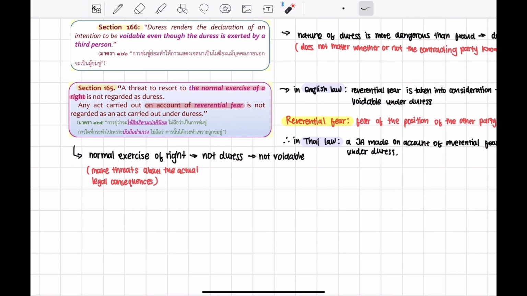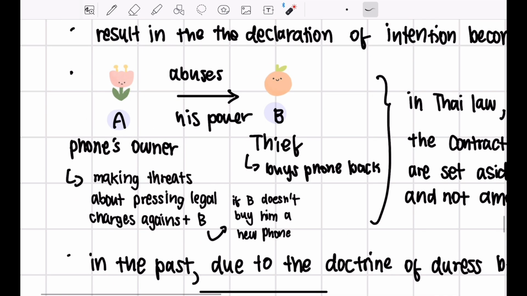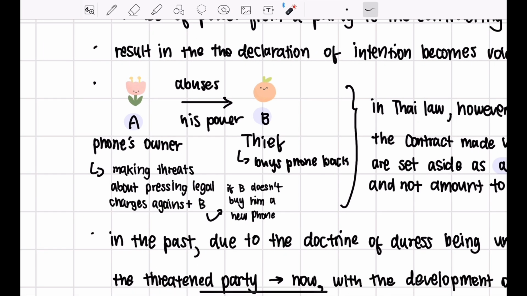Which leads me to this related topic, which is also a concept that exists in English law and other common law systems: the topic of undue influence. Undue influence is when a party abuses power over the contracting party to gain some kind of benefit from the contract. And the result is that the declaration of intention made by the threatened party, or the party with lesser power, becomes voidable. We have a little example over here to compare English law and Thai law.